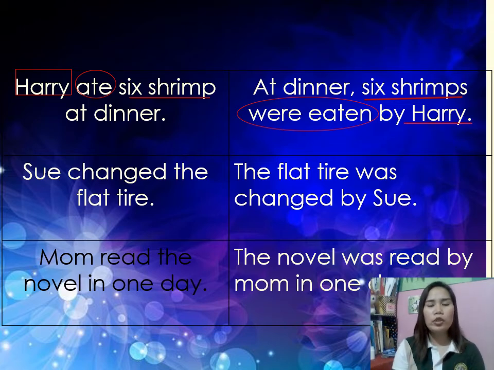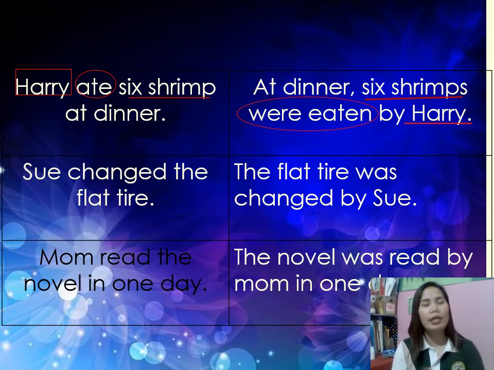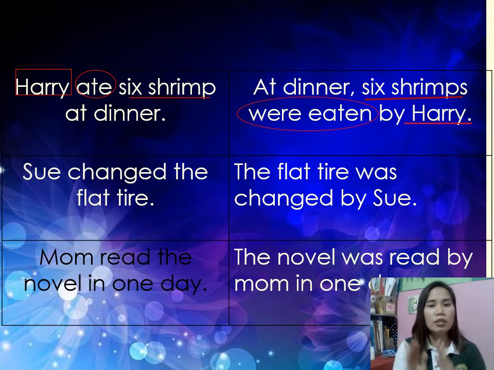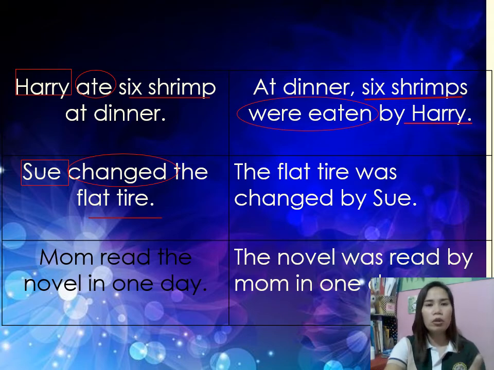You can also interchange it. You can say 6 shrimps were eaten by Harry at dinner. Okay? So the important thing is the subject, the verb, and the object. Right? So in sentence number 2, Sue changed the flat tire. So Sue is the subject, changed is our verb, and flat tire is our object. By the way, it is all in the past.